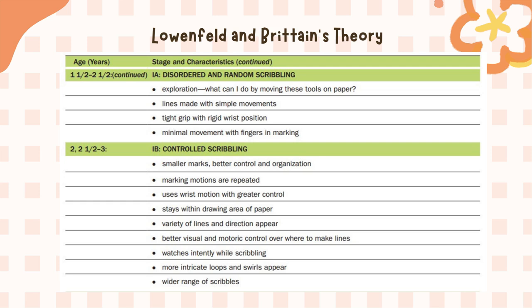So, the main difference is, disordered scribbling equals exploration with limited control. Controlled scribbling equals better control, organization, and more intentional marks. The important point is that scribbling is part of children's artistic development. Teachers should give children opportunities to explore drawing materials without expecting a recognizable picture.